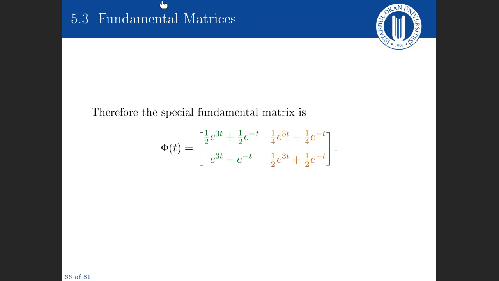And you can just check, I'll leave it for you. Write down capital Phi at time 0. And you will find that we get [[1,0],[0,1]].